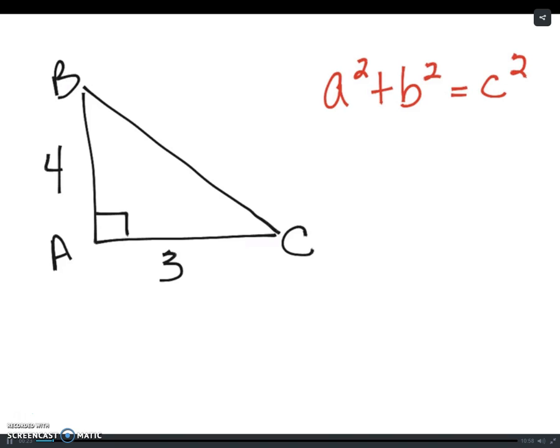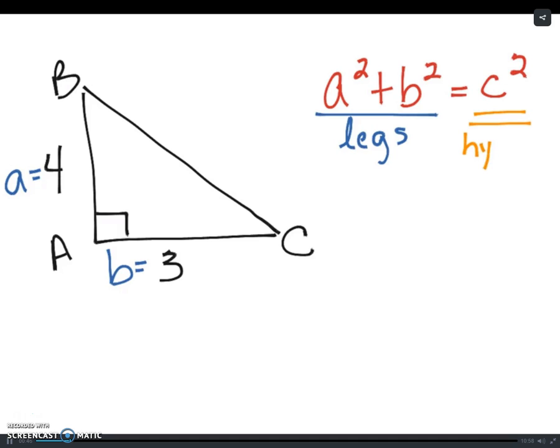First of all, we know that a and b have to be the two legs of the triangle. In other words, they cannot be the side that is across from the right angle. They're the other two sides. It doesn't matter which of the two sides is A and which of them is B, just that they have to be the two legs. And then we know that C squared, or C, has to be the hypotenuse.